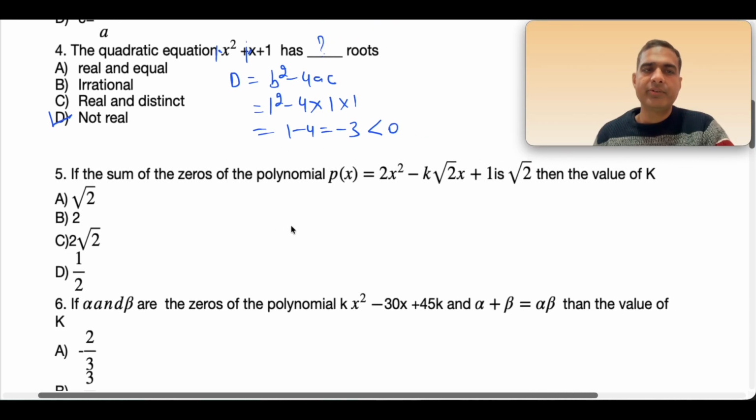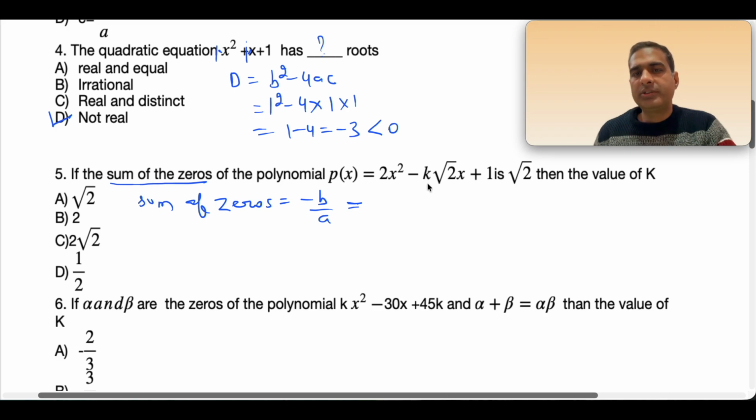Moving to question number 5. If the sum of the zeros of the polynomial is root 2, then the value of k will be. So we have to be cautious here. The sum of the zeros we have to find out. And how do we write the sum of zeros? In a quadratic polynomial, the sum of the zeros is minus b by a, where b is the coefficient of x. So here the coefficient of x is minus k root 2.